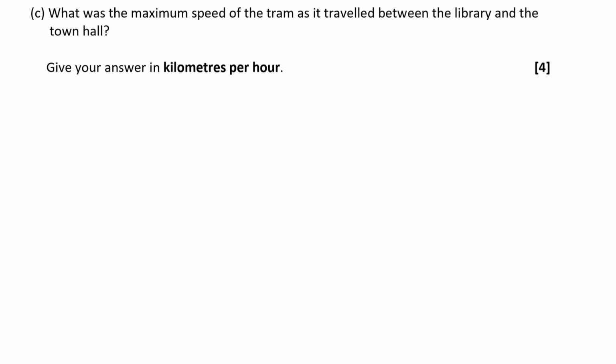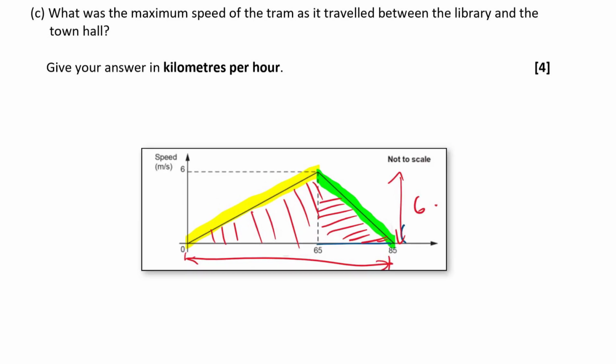Part C says, what was the maximum speed of the tram as it travelled between the library and the town hall? Give your answer in kilometers per hour. Okay, so let's have another look at the graph. You can see from the graph its maximum speed is going to be that tip point, the highest point on the graph, isn't it? And we're already told what that is. That's 6 meters per second. So this question is just really about conversion, isn't it? We need to convert that 6 meters per second into kilometers per hour.